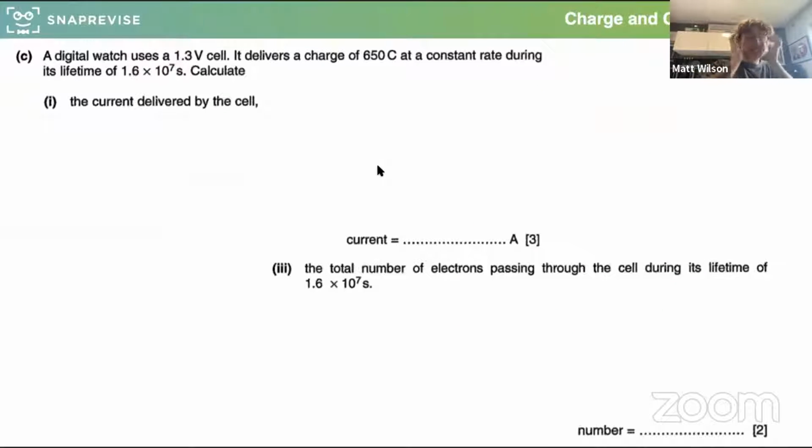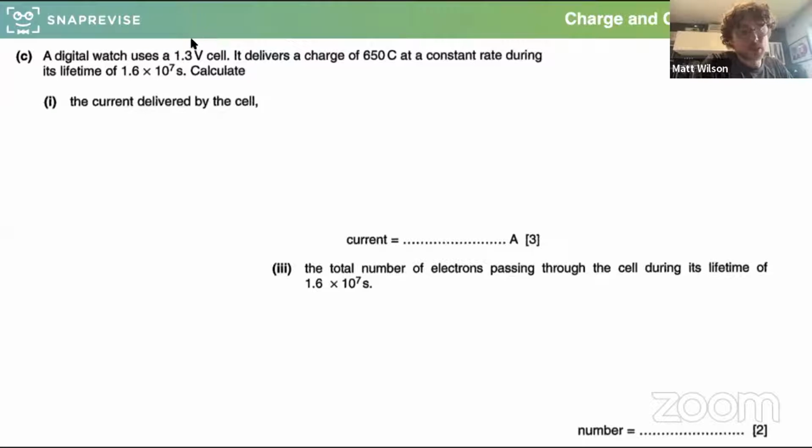Part C. A digital watch uses a 1.3 volt cell. It delivers a charge of 650 coulombs at a constant rate during its lifetime of 1.6 times 10 to the power 7 seconds. Calculate the current delivered by the cell. Okay, everyone. Someone put in the chat, what equation should I be using here?